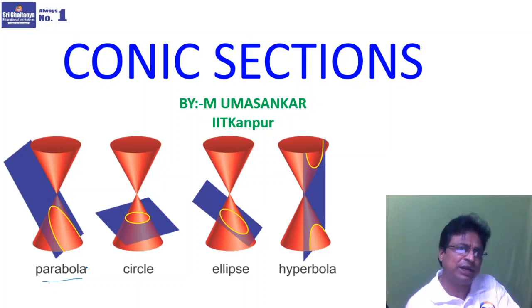Before going to that, I would like to introduce what a conic section is. In the title itself, it contains conic sections. Conic means cone plus section. Cone plus a section with what? With a plane. So what will happen if a cone is intersected by a plane, or if a plane intersects the cone at different angles with respect to the axis of the cone?